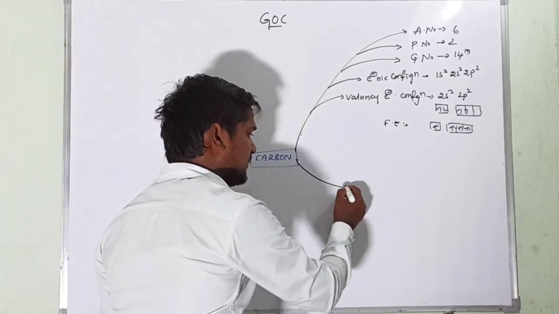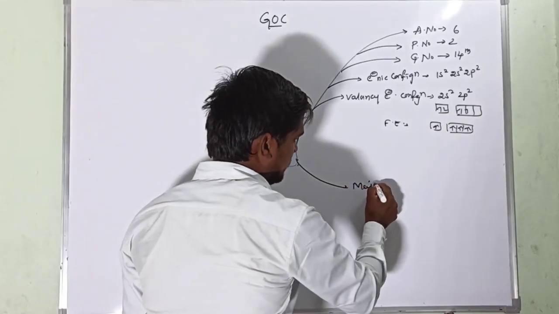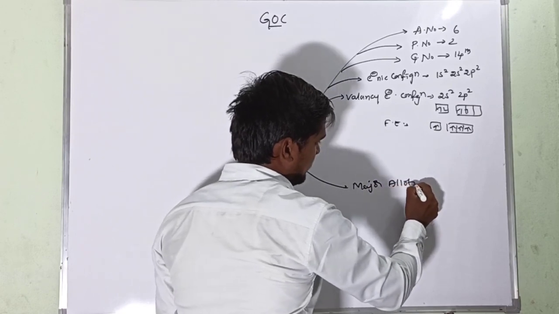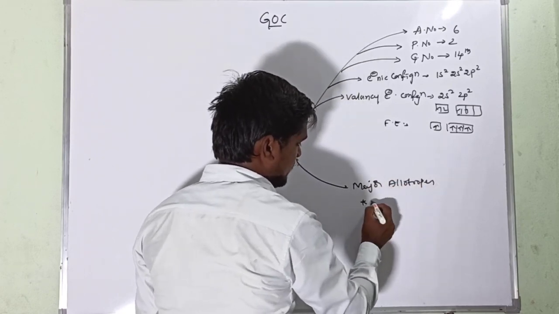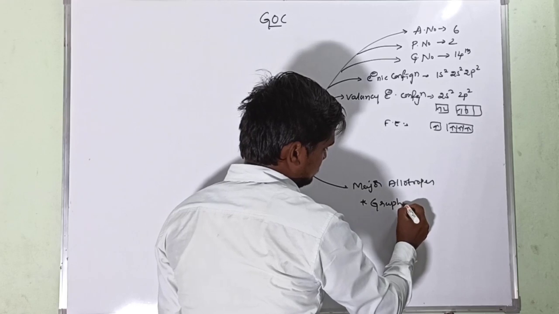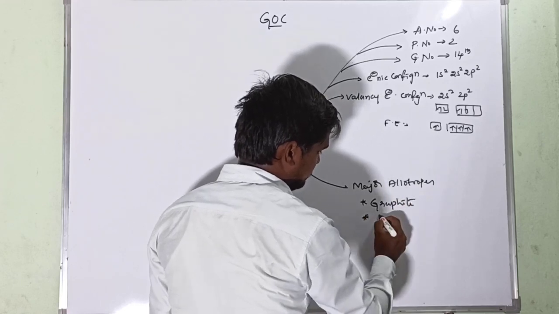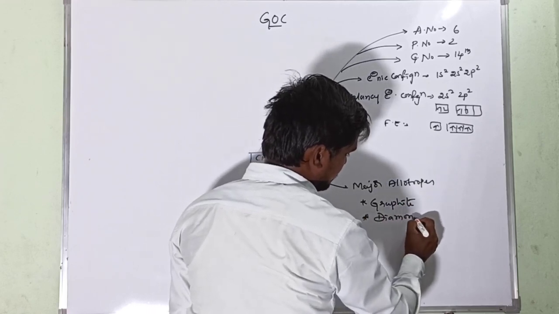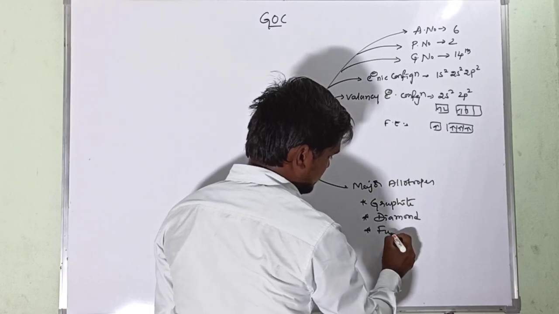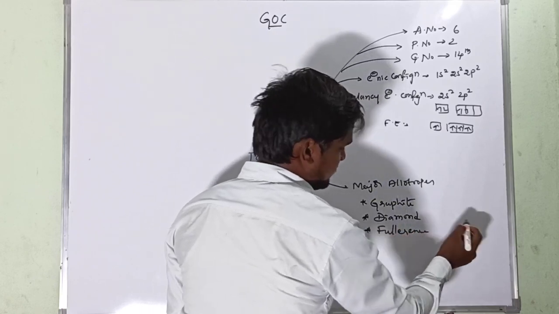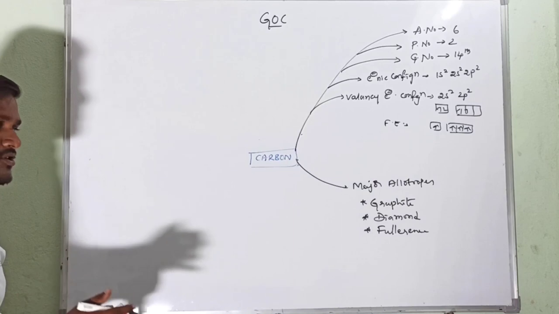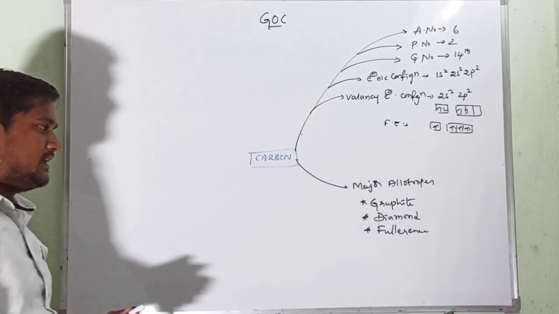Again, it has the major allotropes of carbon atom. So we know that graphite, diamond, fullerenes, coal, etc. Those are the major allotropes of our carbon atom.